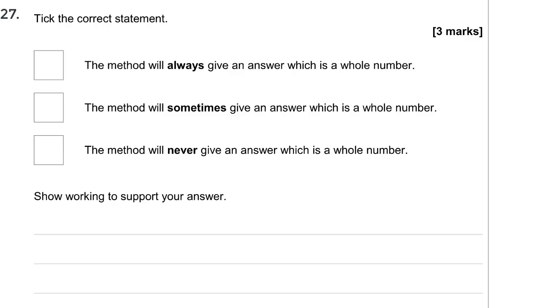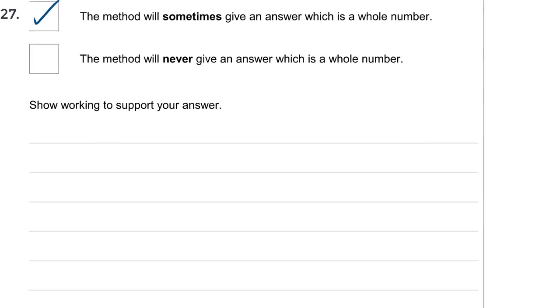Now, it asks here that we need to show working to support our answer. So we need to give some examples of why we would pick this one. This is obviously the correct solution that sometimes gives us a whole number. But let's give some examples.